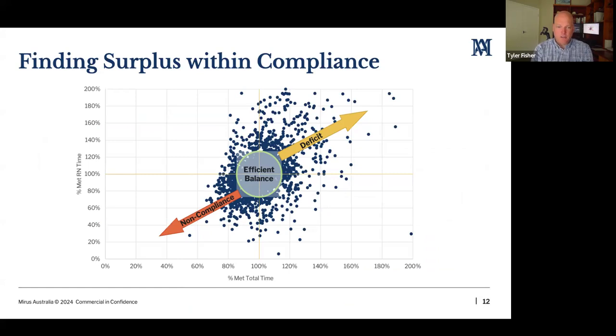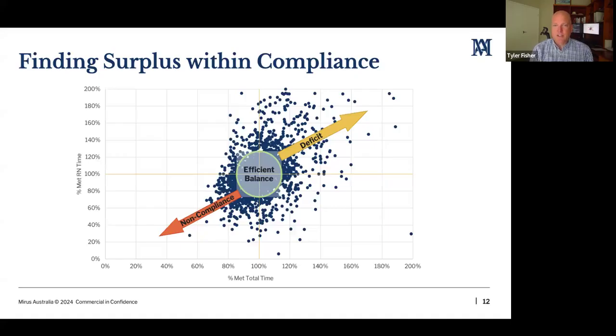And it's hard to sort of calculate the proportions here, but over half the industry is not compliant with their care minute requirement. And just under half the industry is recognizing a financial deficit. If we look at it in terms of meeting both 100% of your RN time and 100% of your total time, it's closer to 2/3 of the industry that are not meeting those proportions of their care minute requirements.